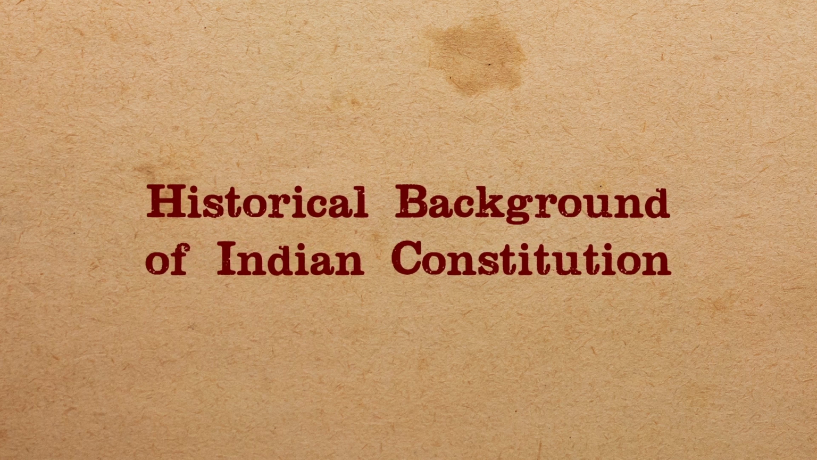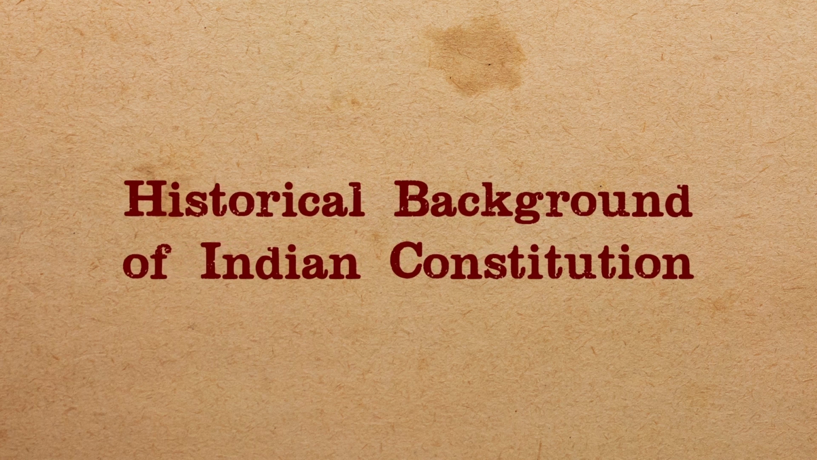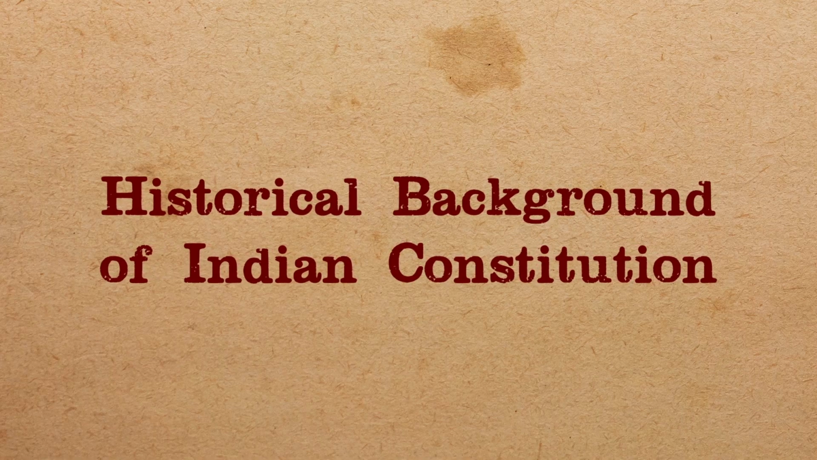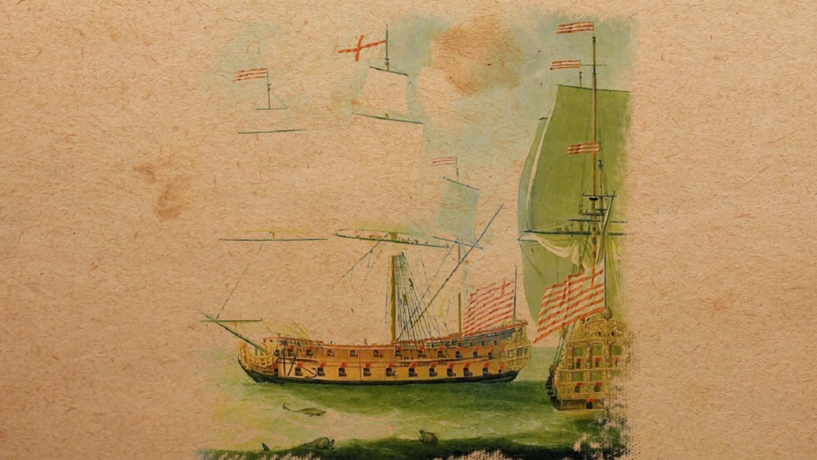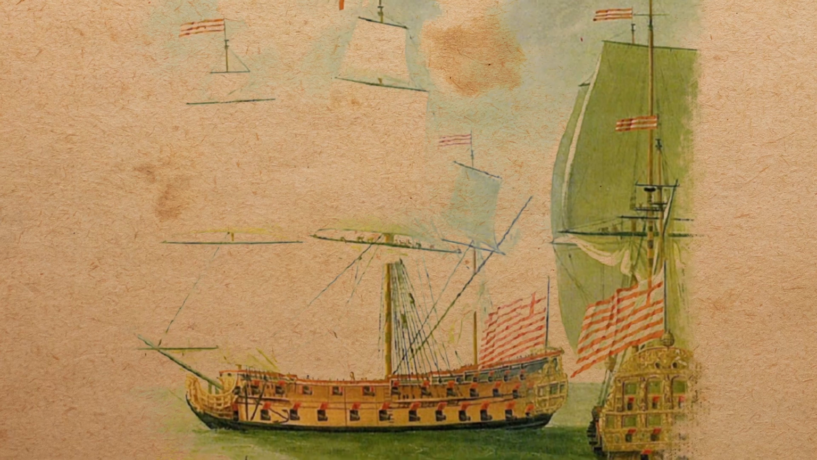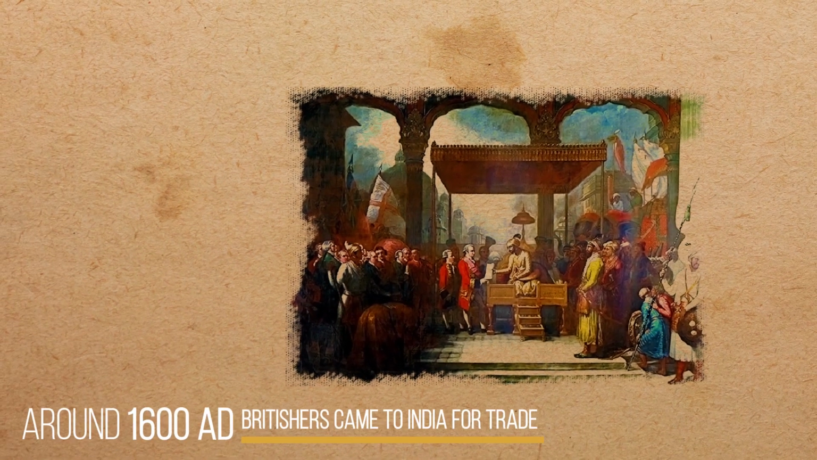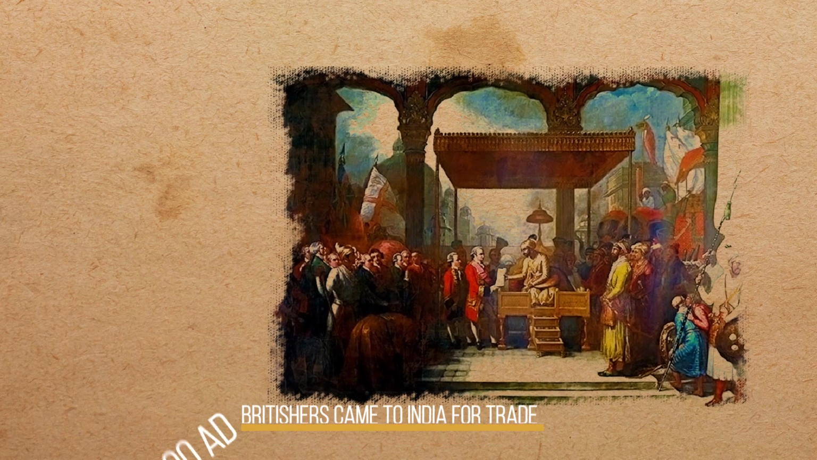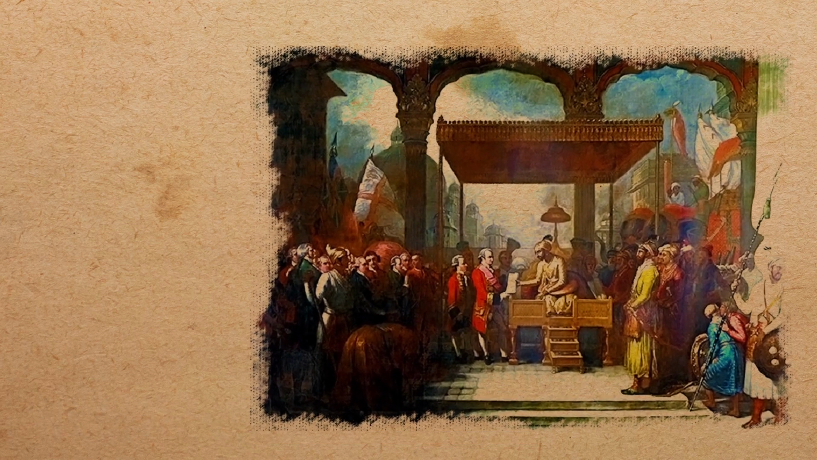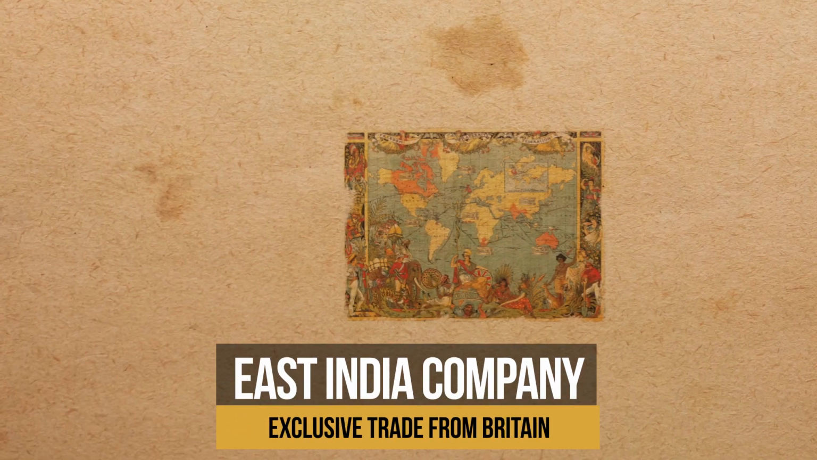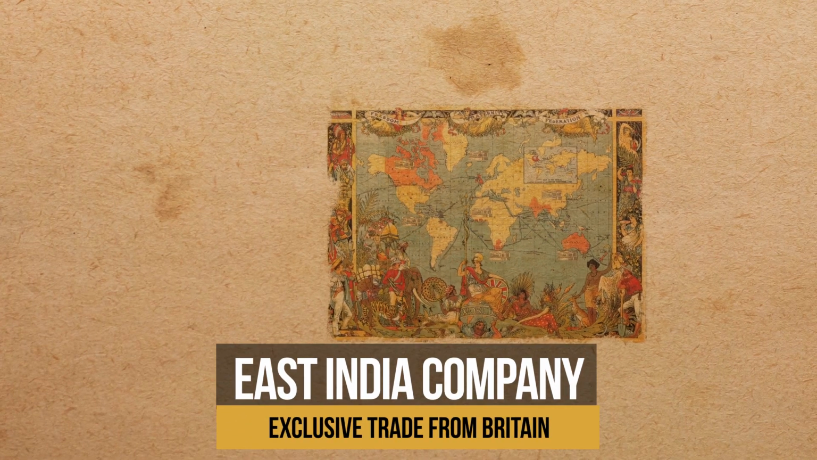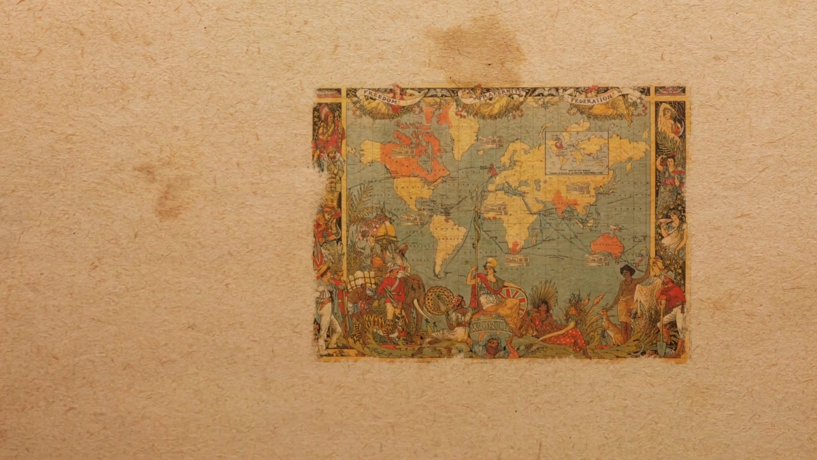Let us see the historical background of the Indian Constitution and its development through the years. Going forward, we will be seeing many acts and their enactment years. Please note them down. Around 1600 AD, the British came to India for trade, and for the most part they were from the East India Company, which had exclusive access to India for trade from Britain.